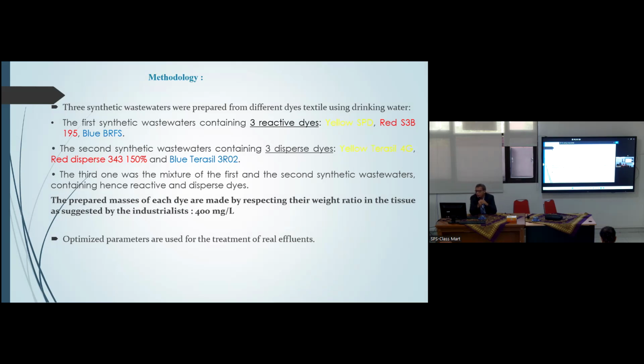So in general, we have 3 colors. You have yellow, red, and blue colors in the mixture. And we try to see if we can remove 3, or 2, or 1, and see by electrocoagulation what the limit of electrocoagulation is, because there is a limit. So you use 3 colors with dispersive and reactive and the mixture, okay?